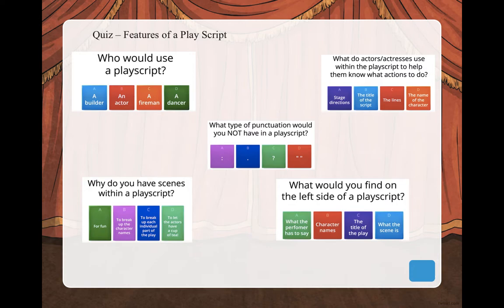So how did you do? Great if you got 5 out of 5. Very good if you got 4 out of 5. And okay if you got 3 out of 5. If you got less than 3, today's the day when you can improve your understanding of features of a play script. They are important for the lesson.